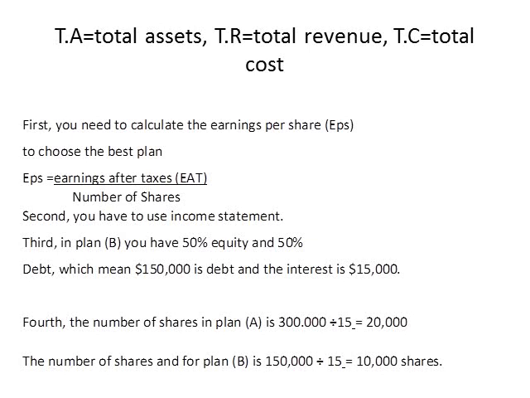The fourth step, the number of shares in plan A is $300,000 over 15, which equals 20,000 shares, and for plan B it is $150,000 over 15, which equals 10,000 shares. So in the fourth step we divide, in plan A, the total equity of 300,000 over the price per share to determine the number of shares, which will be 300,000 over 15 equals 20,000 shares, and in plan B it will be 150,000 over 15, 10,000 shares.